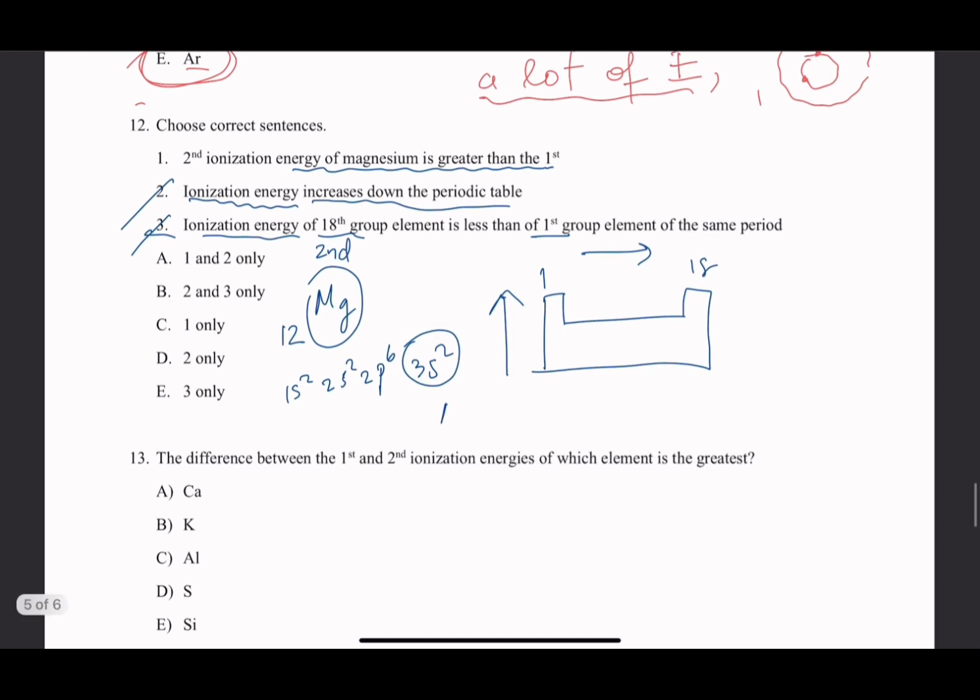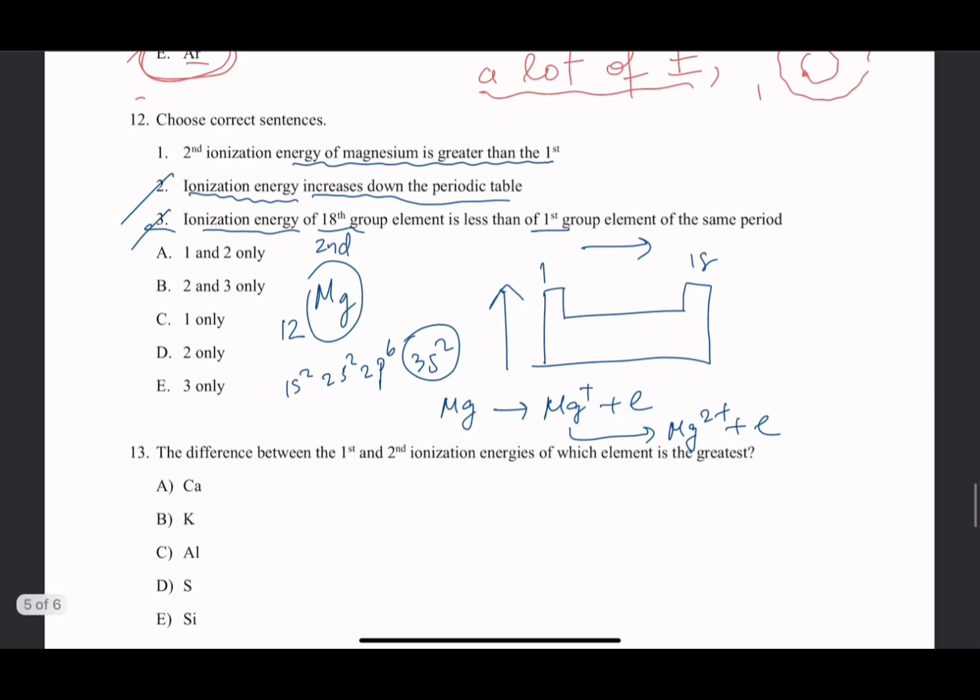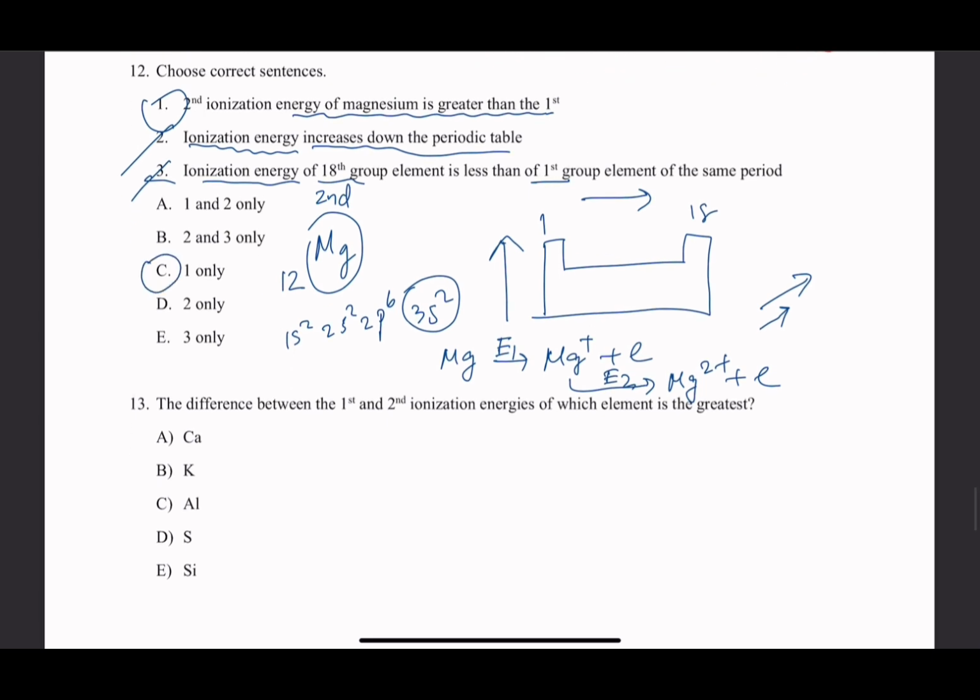When you lose 1 electron, you become magnesium plus. And then you lose one more, you become magnesium 2 plus, and this is the second electron, okay? So first ionization energy, E1, is always going to be lower than E2, because the first electron gets out super easily, but the second one gets out a little harder than the first one. That's why the first answer is correct, and it's going to be C.